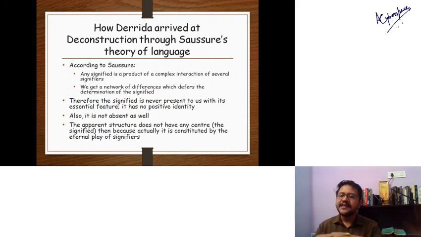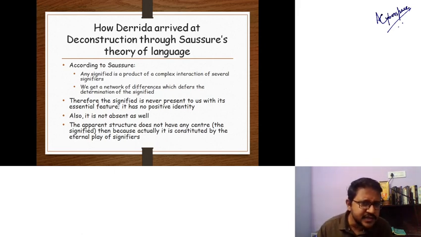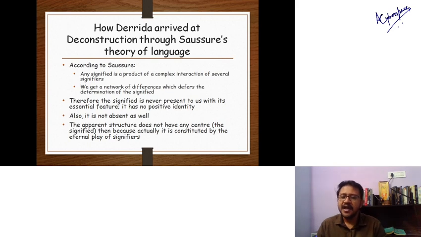created. And the apparent structure does not have any center at all. Center means here the signified, right? So structuralists are very fond of the structure, and structure is centered upon the signified, which is never present and never absent as well. And this signified, which is the supposed center, this quote-unquote center of the entire structure, is actually constituted by the eternal play of signifiers. It is not constituted by any specific signifier. It is constituted by the interaction that the signifiers have among themselves, right?